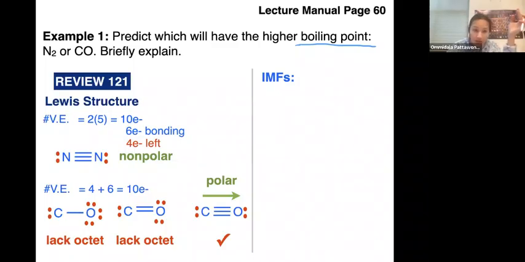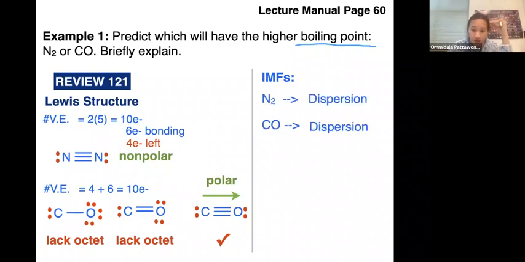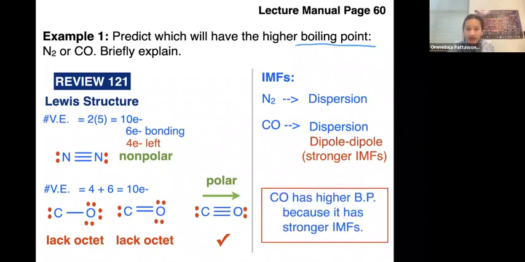Therefore, the type of IMF present in these two would be, for nitrogen, dispersion, and carbon monoxide also dispersion as well. Remember, all molecules exhibit dispersion. But because carbon monoxide is a polar molecule, it is going to exhibit dipole-dipole as well, right? Because dipole-dipole is present in polar molecules. Because dipole-dipole is a permanent dipole interaction, it is going to have a stronger IMF than dispersion. Therefore, carbon monoxide would have a higher boiling point because it has a stronger IMF.